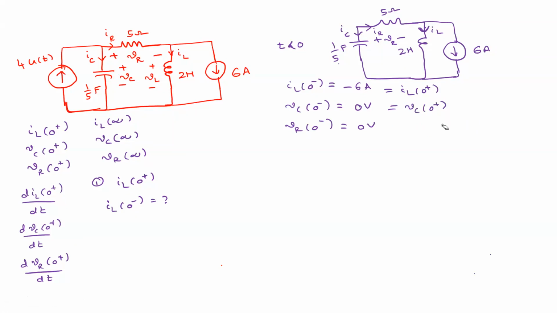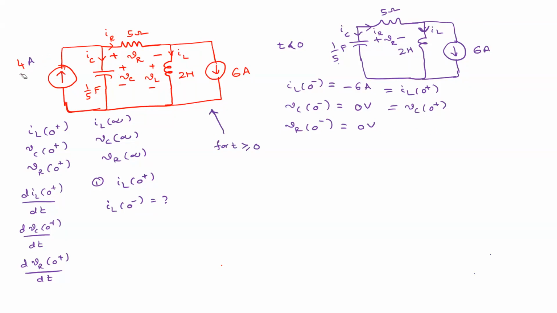So what we have to do is find out this value. How to find that particular value? You need to draw the circuit for t greater than 0. This will be the circuit for t greater than 0, agree? Except, instead of 4 u of t, you have 4 amperes, right? This is the circuit. I'm not drawing it again.